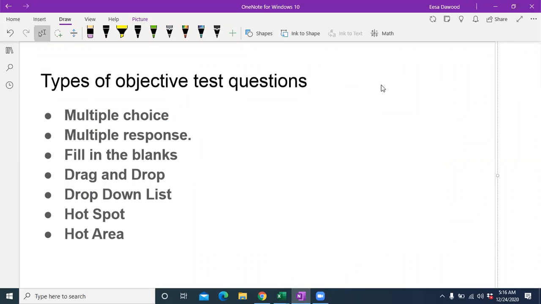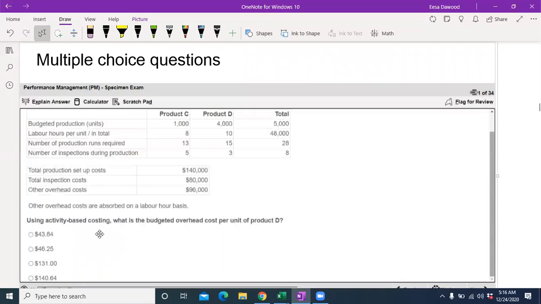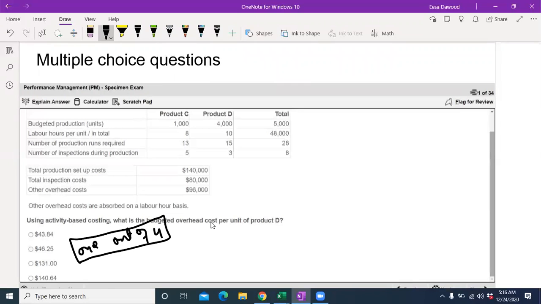Now I would tell you what are the different objective test questions. Those are multiple choice questions, multiple response questions, fill in the blanks, drag and drop, drop down list, hotspot and hot area. What are these? Now we'll look at them here. Multiple choice questions are just like a typical multiple choice question right in front of you. Here, out of the 4 options, you need to select one right answer, and there are multiple choices given. That is a typical type of multiple choice question.